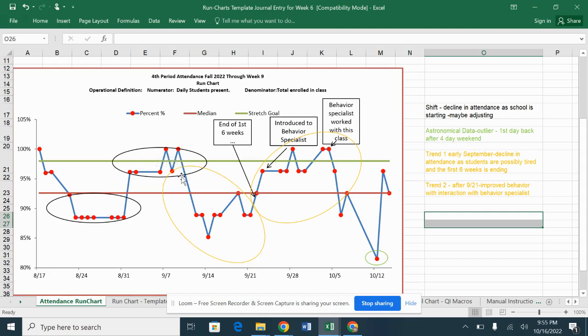And then over here in the orange circles, I have 2 trends, which were greater than 5 plots below or above. Here we have a little bit of a decrease as we're approaching the end of the first 6 weeks, and students are just tired, I think. In trend number 2, we had an interaction with the behavior specialist, which was all about relationship building. I have worked very hard in building relationships with my students and done better this year than in years past. But I think some of this decline is indicative of other things that we don't have control of. But here was an improvement, it seems, from interacting with the behavior specialist.